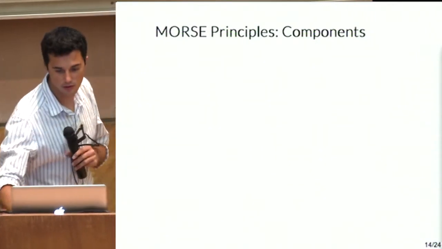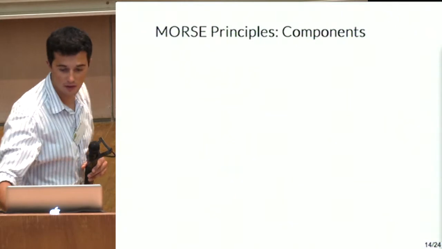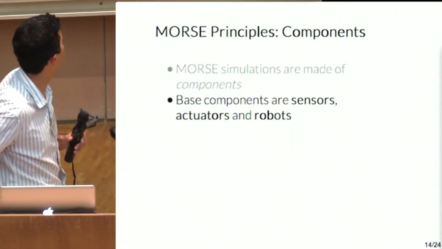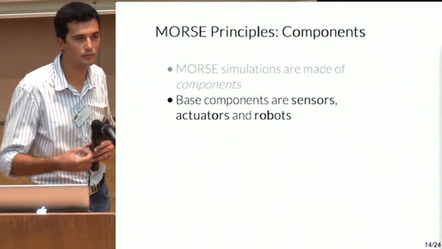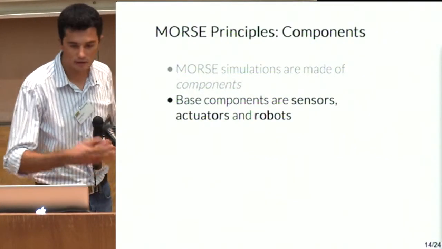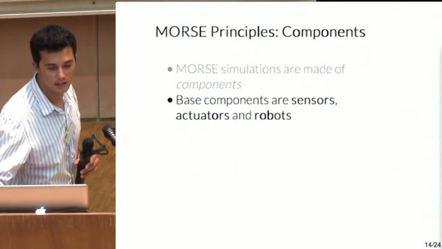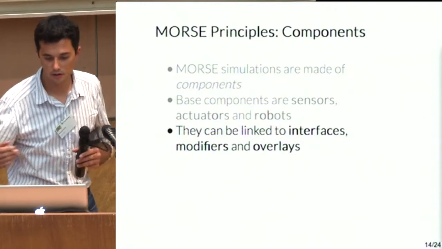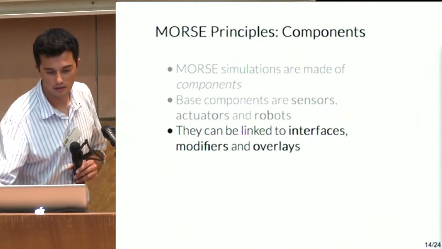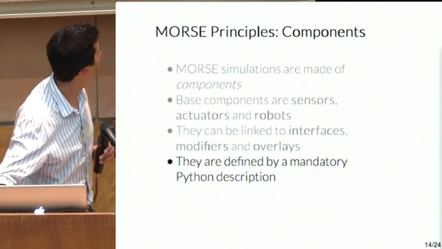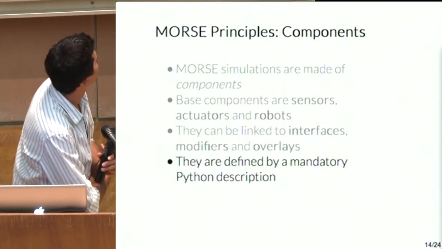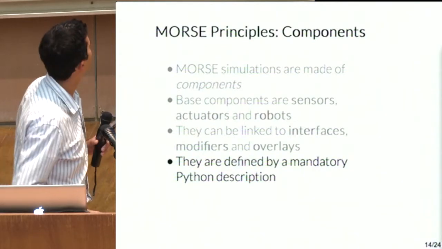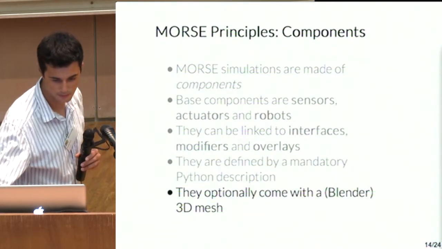So a MORSE simulation is made of components. Base components are sensors, actuators, and robots, and all components in MORSE extend those classes. They can be linked to interfaces, modifiers, or overlays. And they are defined by mandatory Python descriptions, the same kind of script we saw before. And they might come with a 3D mesh.